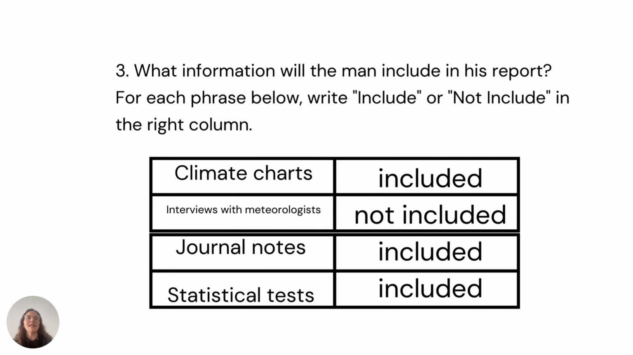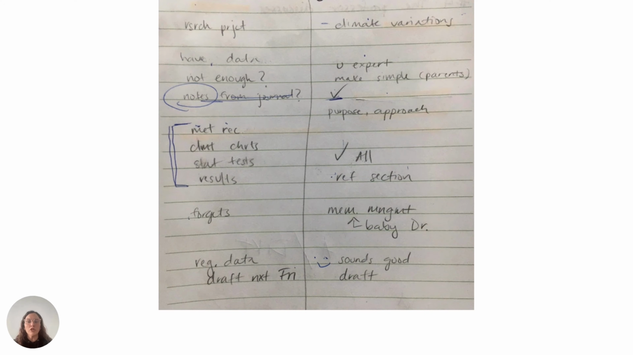Number 3, this is a category question. This is quite challenging because he lists these things quickly in the conversation. You can see in the notes, he asked about meteorological records, climate charts, statistical tests, and results, and she answered, yes, you should include all of that.